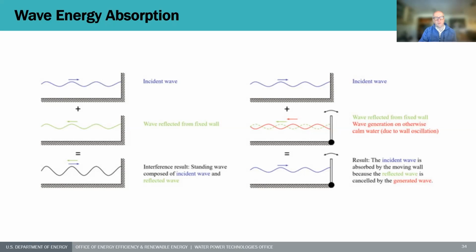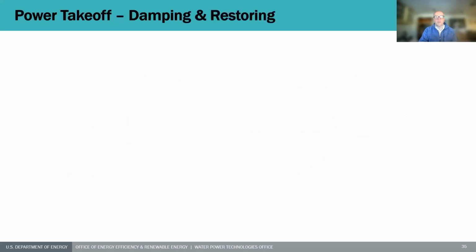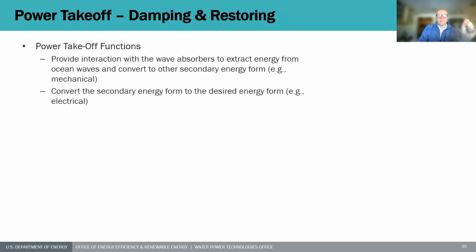So we need to find a way to make this incident wave move into our machine and just magically disappear. And that is the evidence that power is extracted, as long as we don't have other effects in there. Okay. That leads to requirements for the power conversion mechanism.